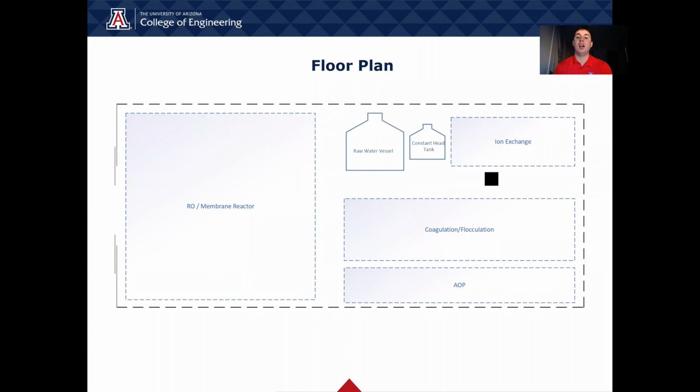This is the ideal floor plan for the process. On one side is the ion exchange, coagulation, flocculation, and AOP units. And on the other side is the RO membrane reactors. The top, right, and bottom of this floor plan show a black dashed line, which depicts open space, so if any equipment needed repairs, maintenance, or adjustments, this can be done from the outside.